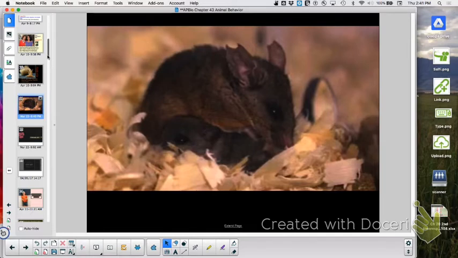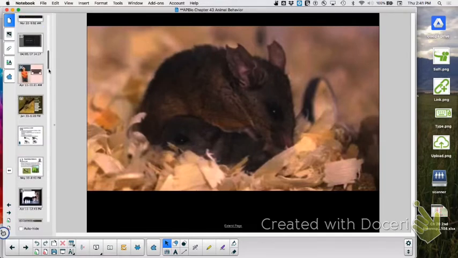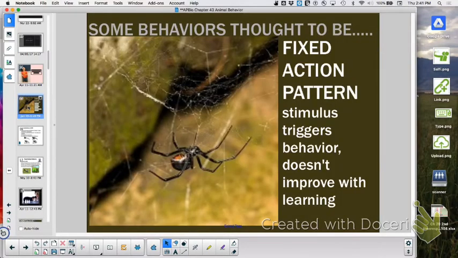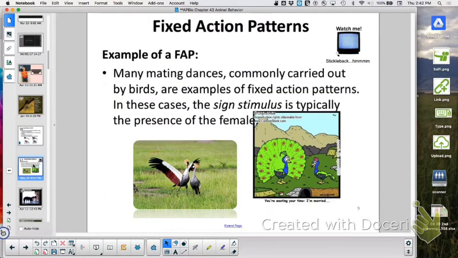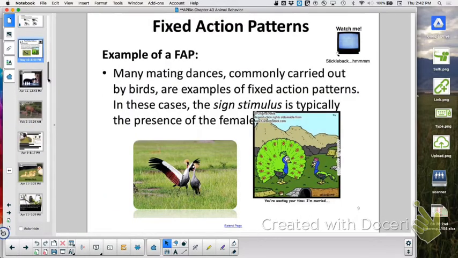Then we moved on to the idea of fixed action patterns, which do not improve with learning. The goose will continue to roll something once they've started that behavior, even if you remove the false egg out of the way, or even a real egg, they'll continue on their rolling behavior. Bird dances, mating dances can be fixed action patterns.